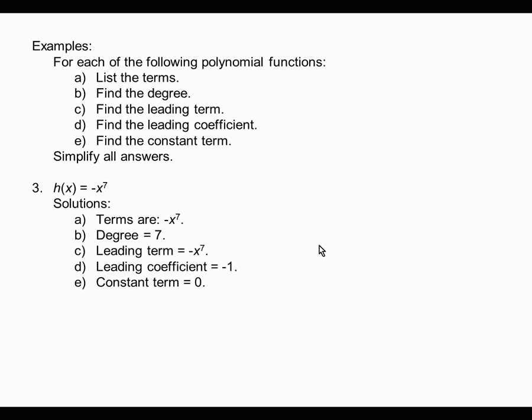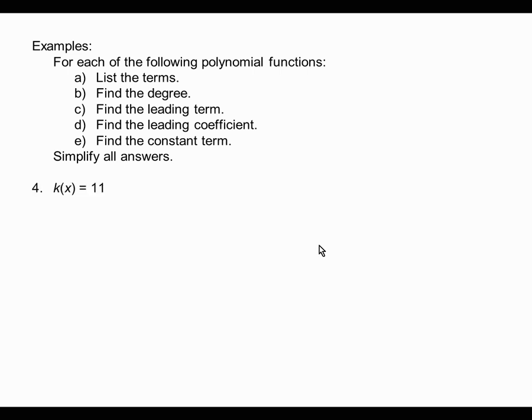Now we've got one more of these. Number 4. K of x is equal to 11. Remember, function equal to number, that's a polynomial. So our solution is supposed to list the terms. Well, there's only one term, 11. So the terms, just 11.